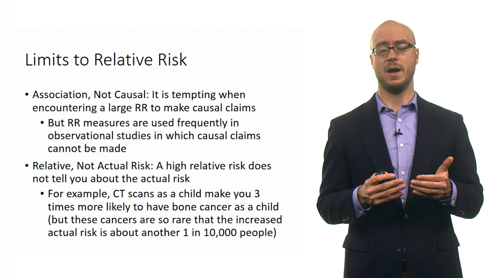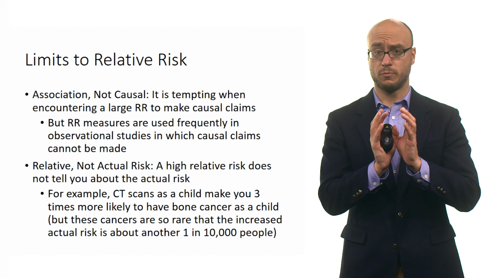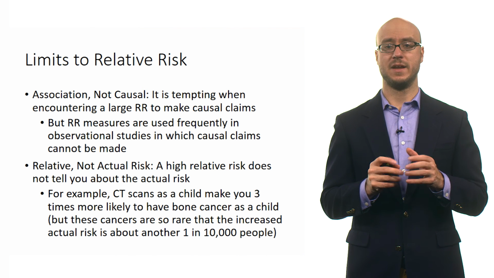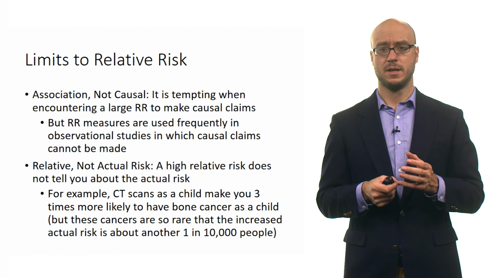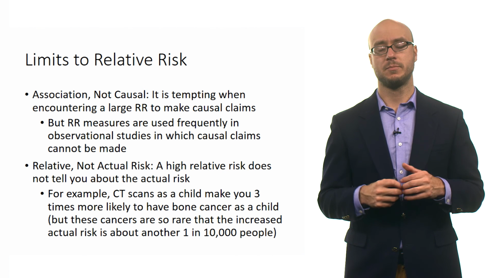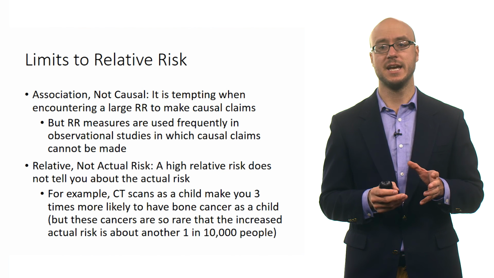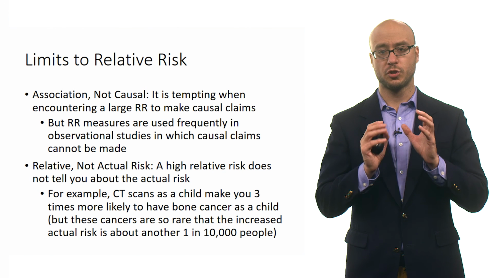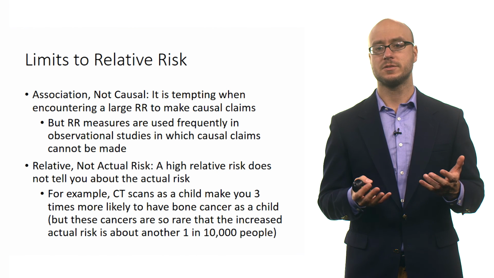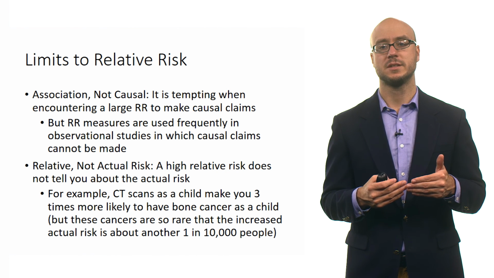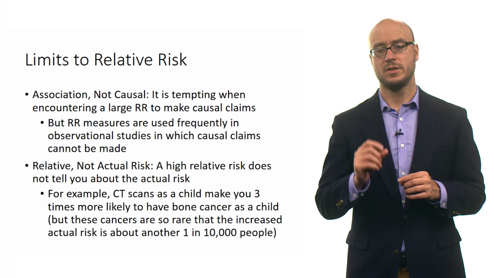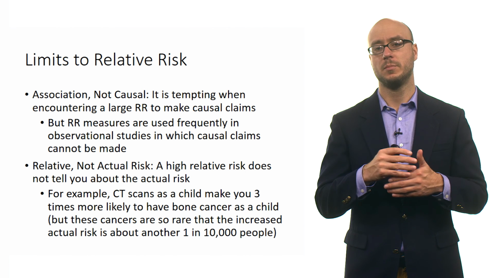Another caveat about relative risk is that it is called relative risk because it doesn't tell us the actual or absolute level of risk. So you might have some event with a very high relative risk, but it might not actually be that risky overall because the events are rare. For example, some studies have shown that if you have a CT scan as a child, you're 3 times more likely to have bone cancer. The issue, though, is that these cancers are so rare that the increased actual risk is about 1 in 10,000 people. Bone cancer is very rare among children, so the relative risk might be quite high, but the absolute risk is very, very low.